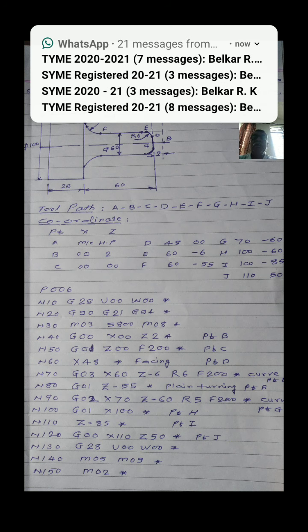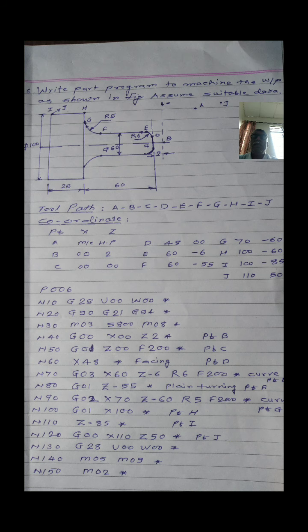How is it 48? See, the curve radius is 6 millimeter and the curve is on both sides. 6 plus 6 is equal to 12, which means the facing operation should be performed over the length of 48 millimeter in the X direction. It will move along the X direction 48 millimeter. So point D has the coordinate 48.